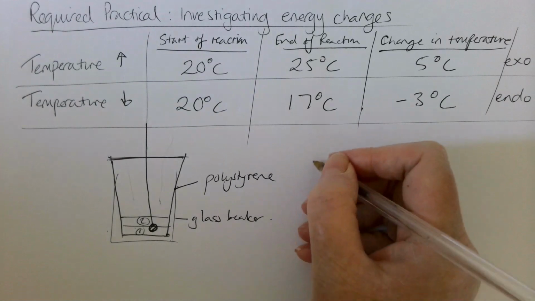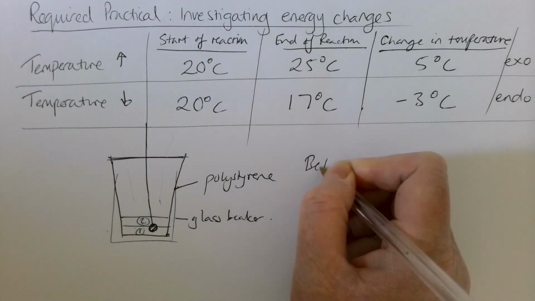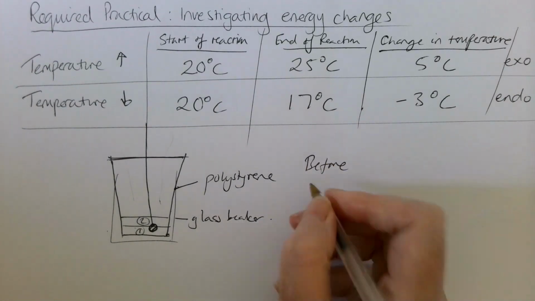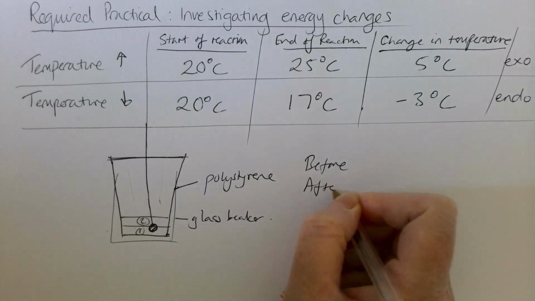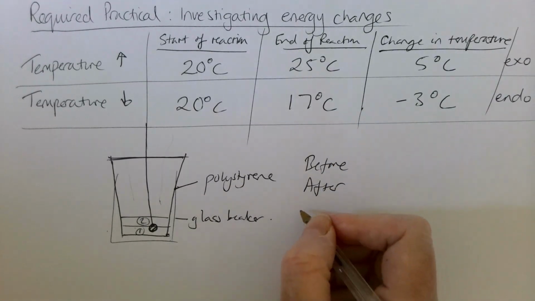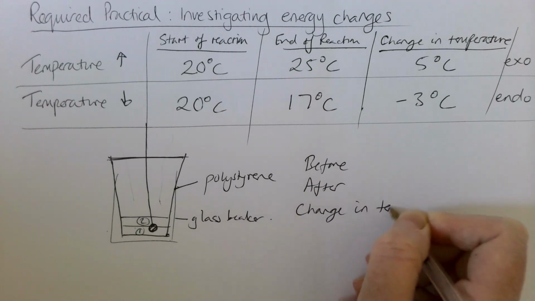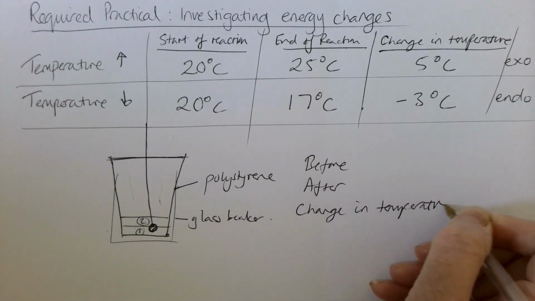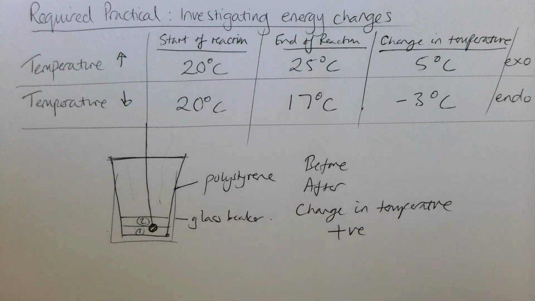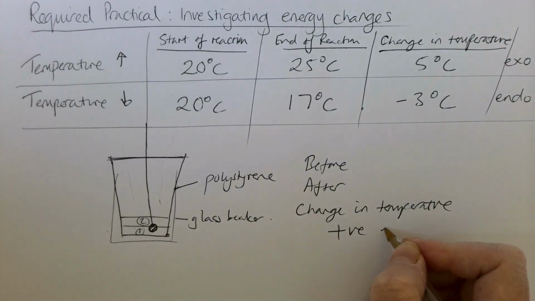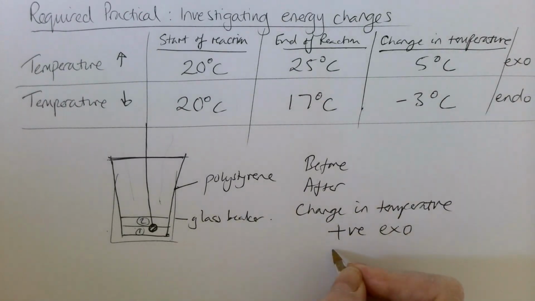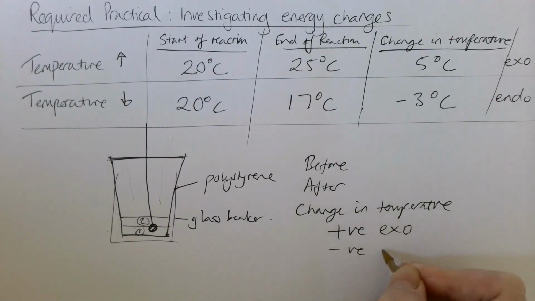So key things, you must take the temperature before you react things together, and then you have to take it again after it's reacted. What you're actually measuring in the experiment is the change in temperature. A positive temperature change would be exothermic, and if the temperature goes down, a negative temperature change, it would be endothermic.